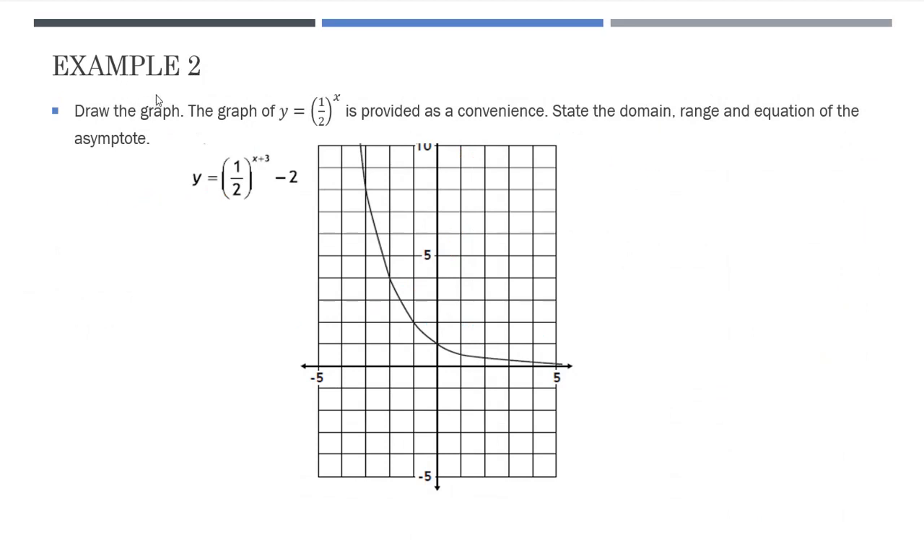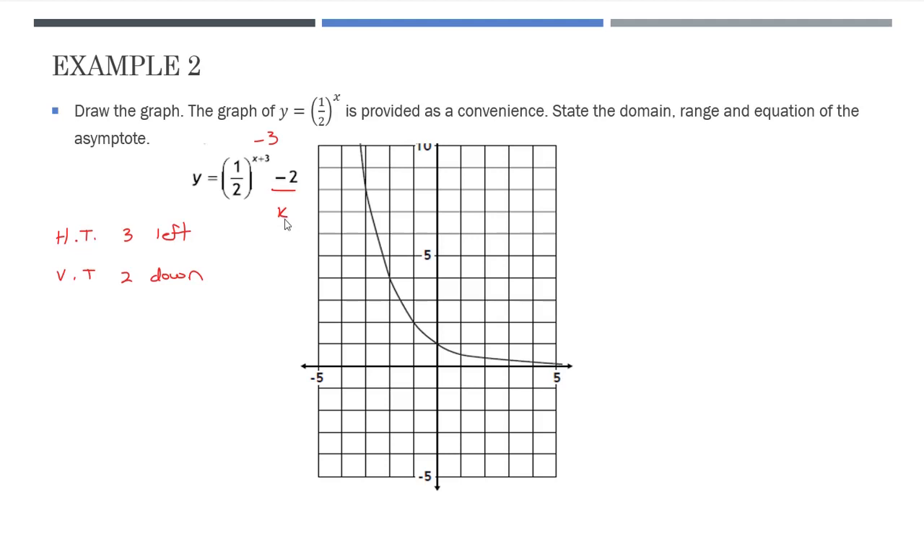Let's take a look at some tougher examples. So we have the graph of y equals 1/2 to the power of x provided as convenience. State the domain, range, and equation of the asymptote. So very similar question. What's different though is now we have multiple transformations happening. So we can see we've got a plus 3 here. Well, that's actually like a minus 3. So that's going to be a horizontal translation 3 right, or sorry, left. And then we have this minus 2. So that's going to be a vertical translation 2 down.